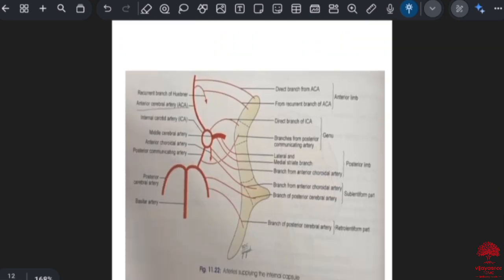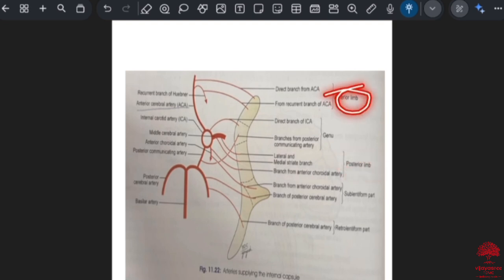So this is the internal carotid artery. From the internal carotid artery arises the middle cerebral artery. From the middle cerebral artery, the lateral and medial striate branches supply the posterior limb. The anterior choroidal branch also arises from the internal carotid artery. It also supplies the posterior limb. So that's all about the posterior limb.